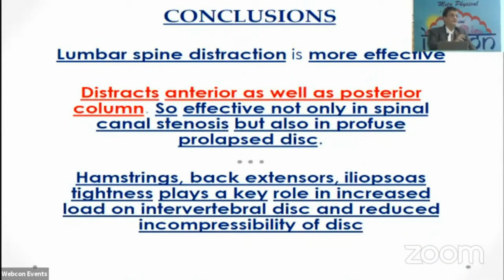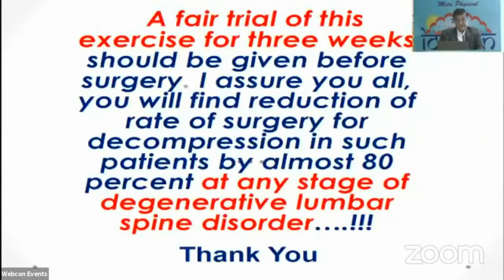We have seen in between there was an interspinous distractor that had come in, and now it has failed also because it distracts only the posterior part. It does not help in the anterior part, so it has failed. Again, the structural changes like hamstring, back extension, iliopsoas tightness play a key role in increased load on intervertebral disc and reduced incompressibility of disc. So a trial of this exercise should be given, which I've been doing for the last 15 years. To prevent a failed back also, one can try this.